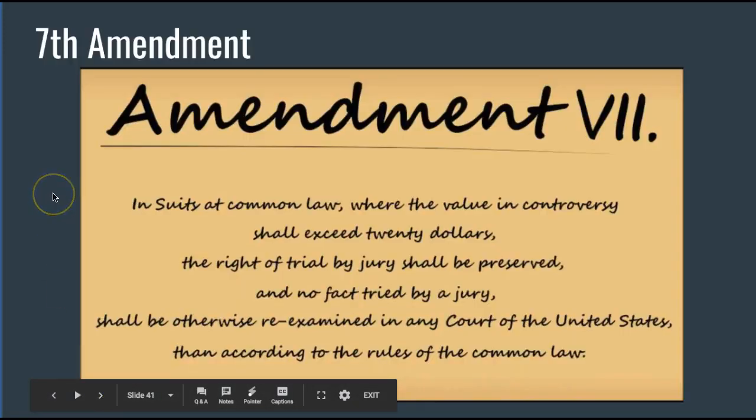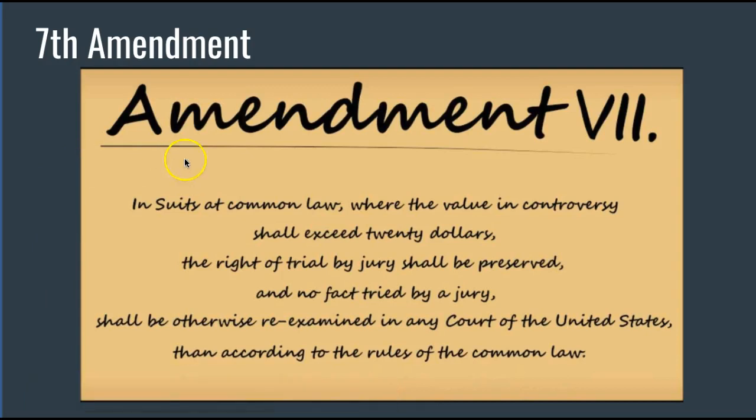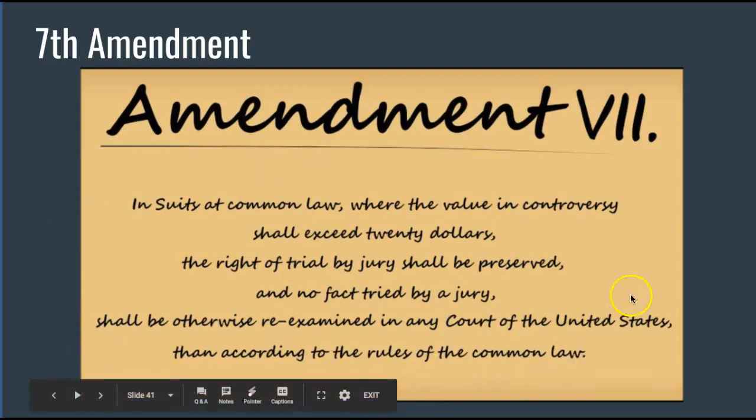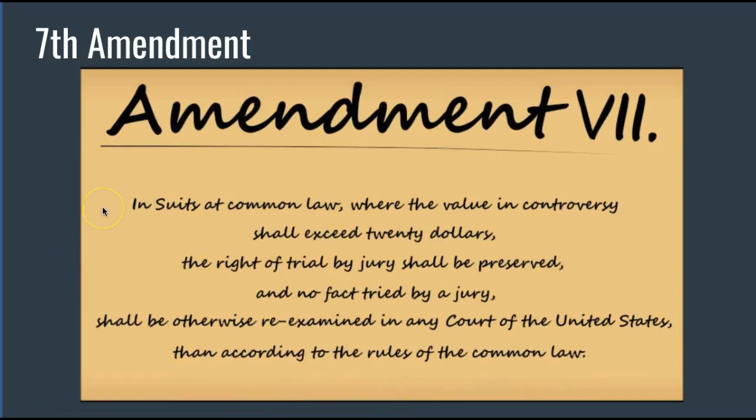So the 7th Amendment, that's the one that we are starting with, and here are the actual words for the 7th Amendment. It says, in suits at common law where the value in controversy shall exceed $20, the right of trial by jury shall be preserved, and no fact tried by a jury shall be otherwise re-examined in any court of the United States than according to the rules of common law.